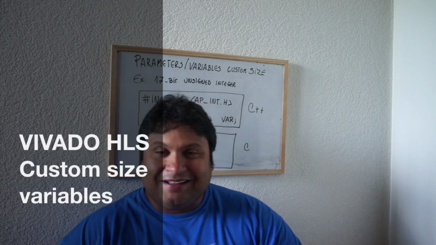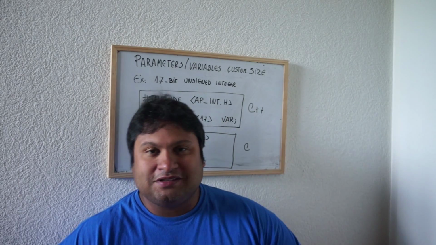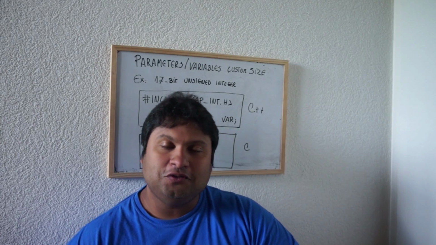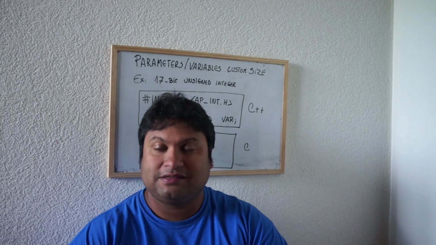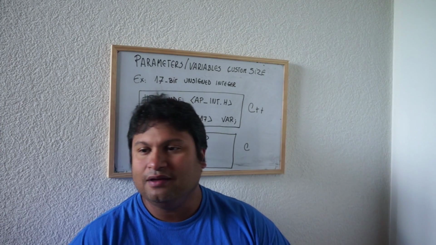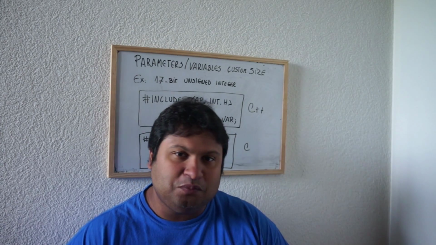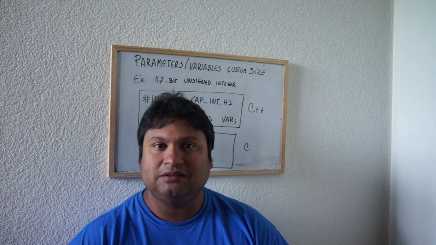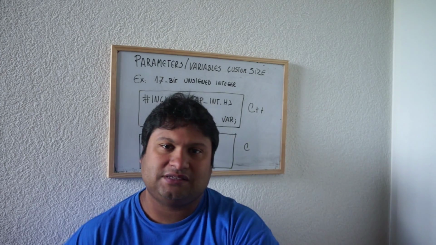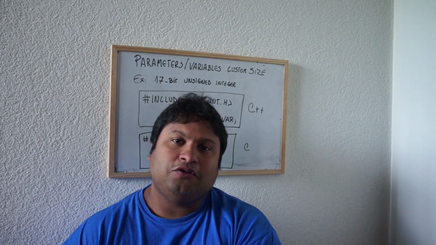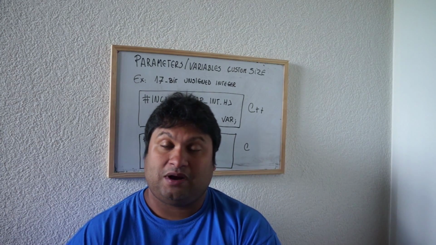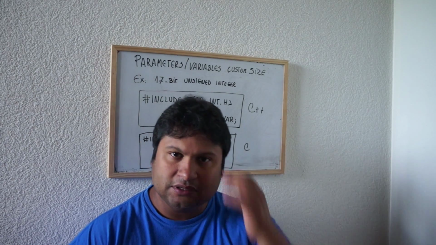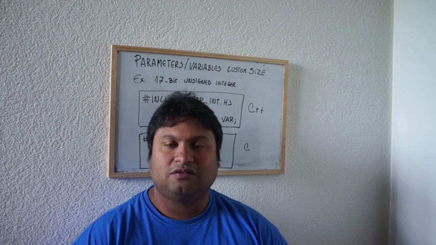Hello guys, today we're going to learn how to create variables with custom size. Up to now, we only used the normal standard C or C++ variables, like unsigned char, which is 8 bits, or short, which is 16 bits, or int, that in our case, in Vivado HLS, is 32 bits. Today, we are going to learn how to create variables or parameters that have a custom size. For instance, you want to create an unsigned int of 17 bits or something like this.